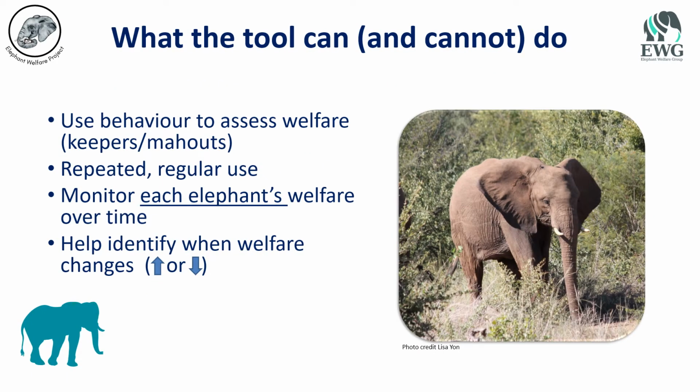The tool was designed to make use of observations of elephant behavior to evaluate their welfare. This is something that keepers and mahouts do many times every day. It was designed for regular, repeated use. The results can then be used as a way for each facility to monitor the welfare of each of their elephants over time. If scores change, this could help keepers and mahouts to quickly identify if there's something wrong, or to see if something they've done has improved the welfare of their elephant.